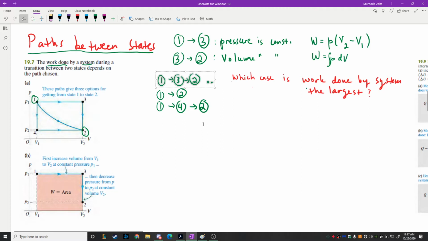And you guys are right. You're both right. And Baron's now getting it right. Yeah, so it's this one. This is the one that has the largest work done.